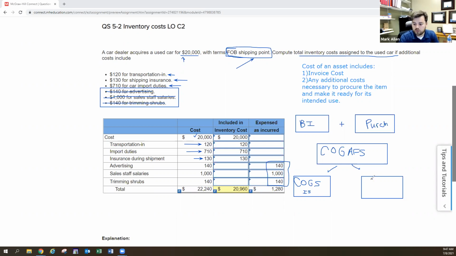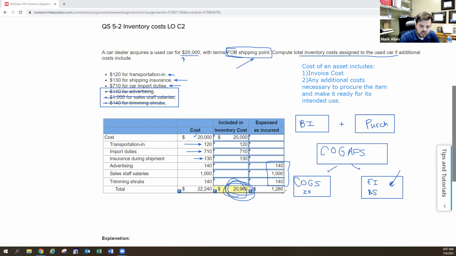Or if we haven't sold the thing, it stays in ending inventory on the balance sheet. And we said this was going to be a very powerful tool for us, not only back in chapter 4, but especially here in chapter 5. And we may see some limited use for this again outside of the second exam. But the big idea here is that this $20,960 is sitting on the balance sheet right now until it gets sold.